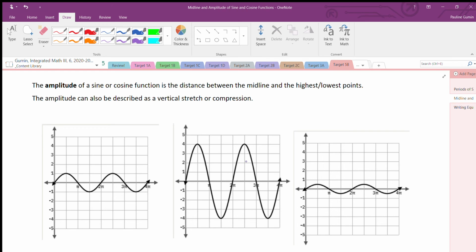I don't know why I'm having trouble with the word vertical today. March 4th, what's going on? I don't know.